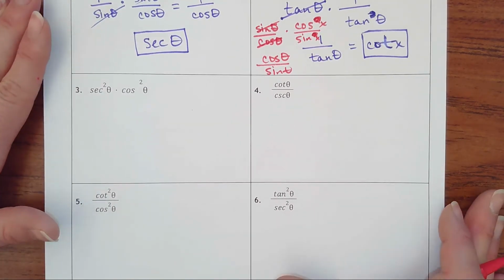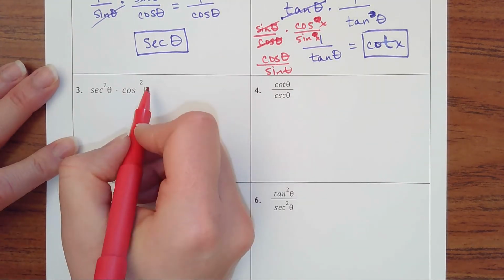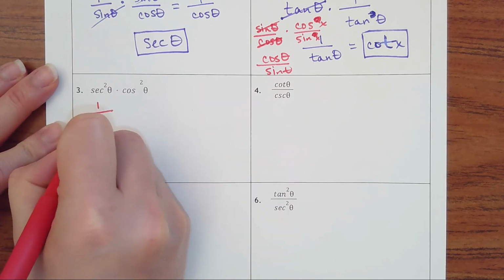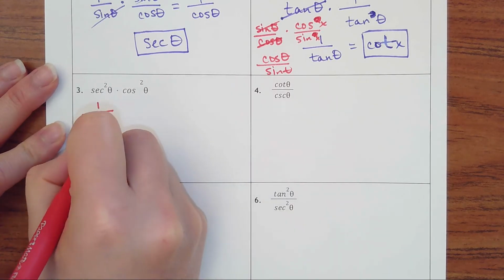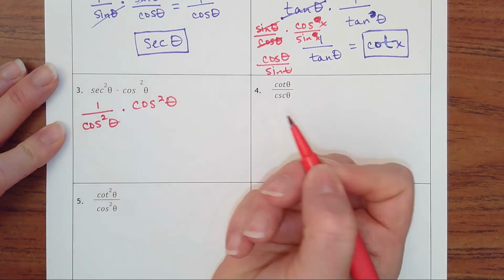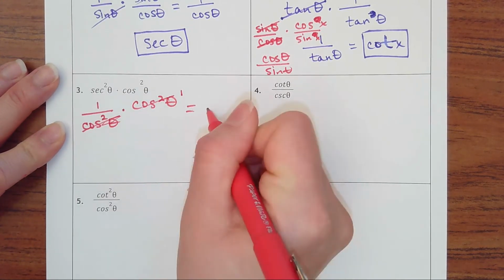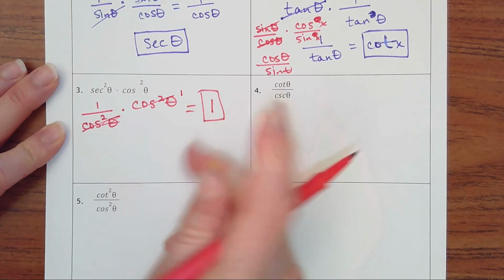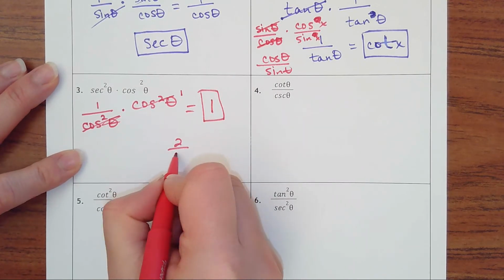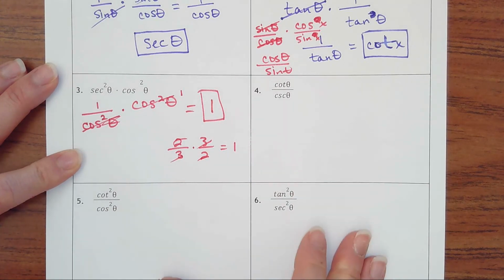Number 3, we have secant squared times cosine squared. I don't know why that 2 is up there like that. Secant is 1 over cosine squared. And then I'm going to keep this cosine squared. And so what happens here is this completely cancels out and just becomes a 1, and 1 times 1 is 1. So when you take something times its reciprocal, it cancels each other out. Just like if I had 2/3 times its reciprocal of 3/2, everything cancels and it becomes 1.